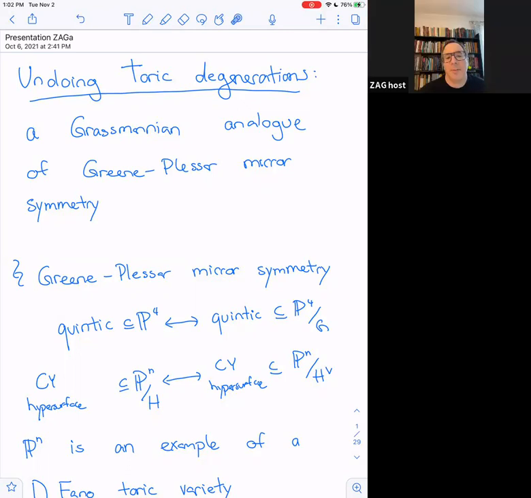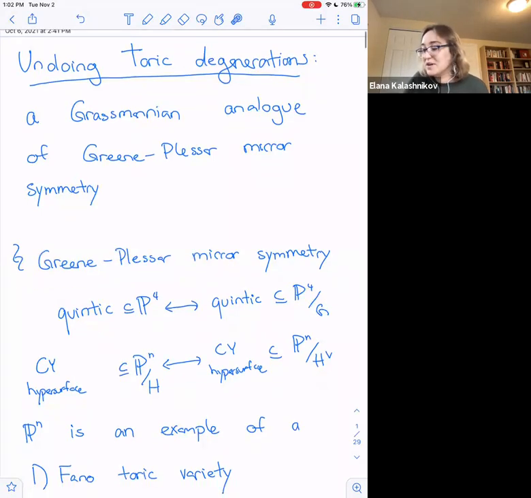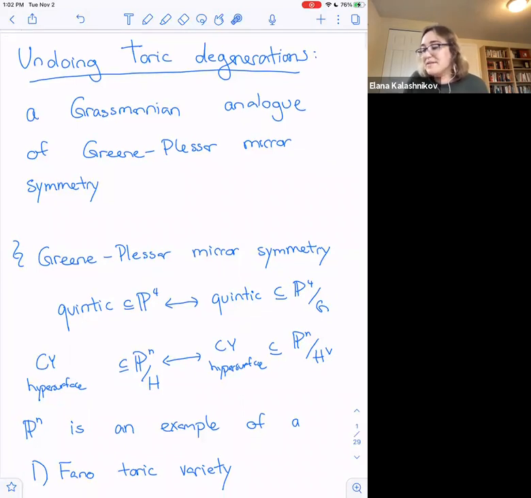Yeah, so today I want to talk about how you undo toric degeneration, specifically in the context of mirror symmetry for Grassmannians. So let's just go back to the oldest example of mirror symmetry, which is the Green-Plesser mirror symmetry construction. The most basic and famous example is the quintic in P4, which mirrors the quintic inside P4 modulo a finite group G, which I'll talk more about in a minute.